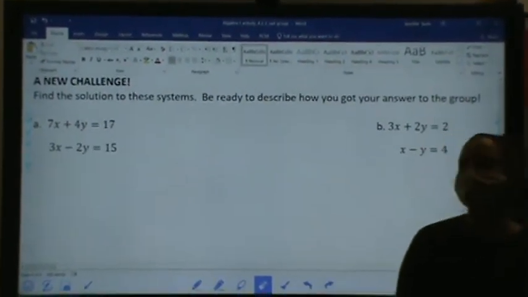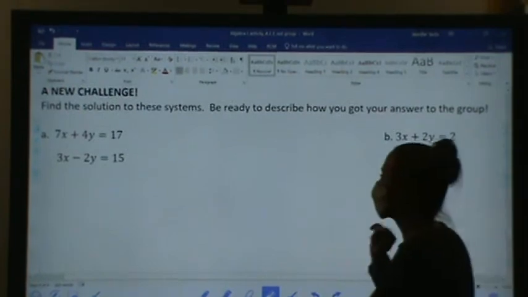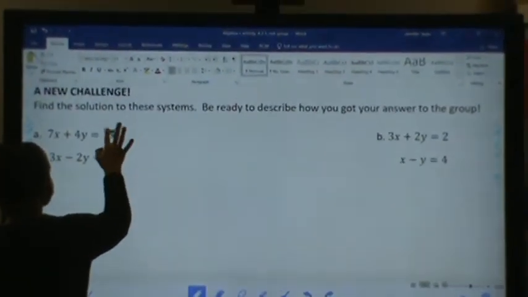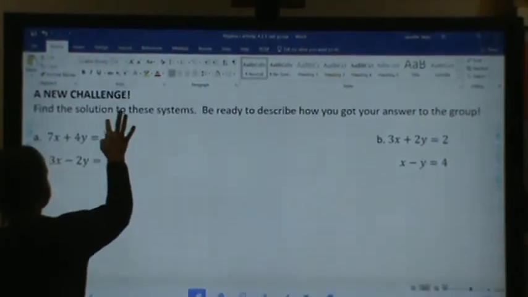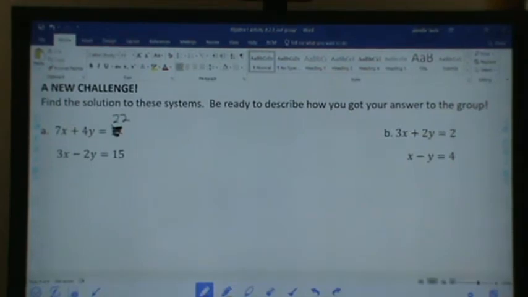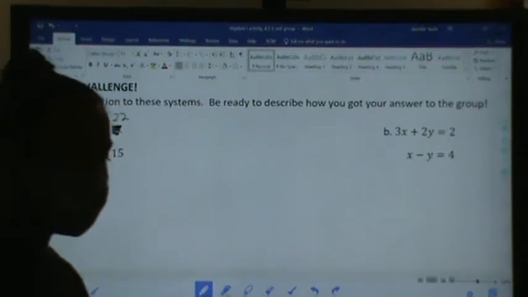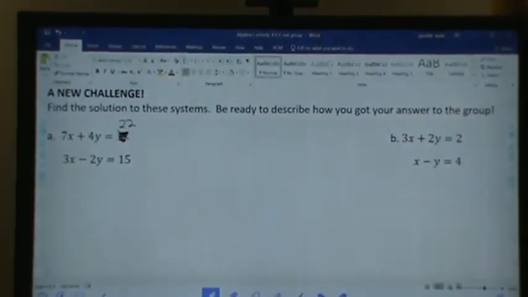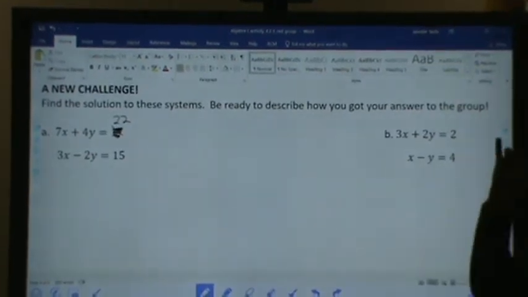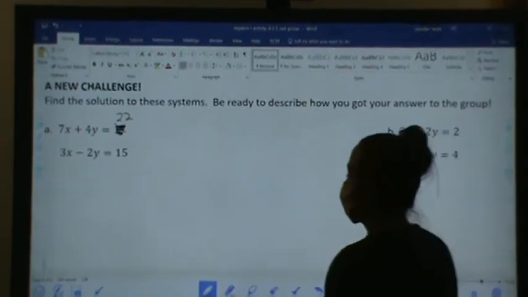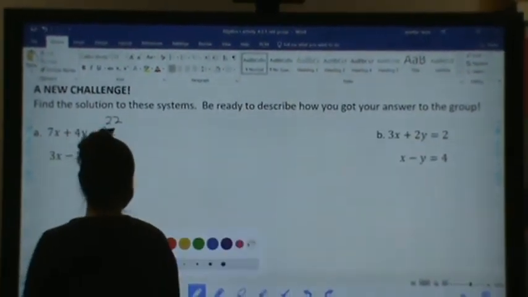So here is our new challenge. There is a typo on A, cross out 17 and make that say 22, okay? That was a typo. All right, now, if I add these right now, will anything eliminate? If I draw my line and say add them up, will anything go away? No.